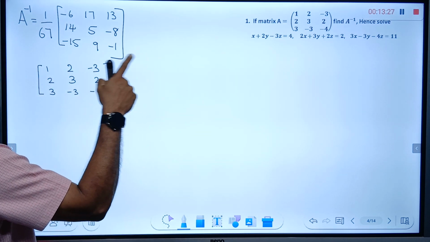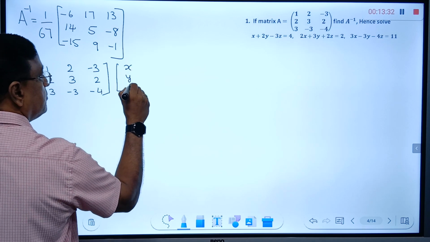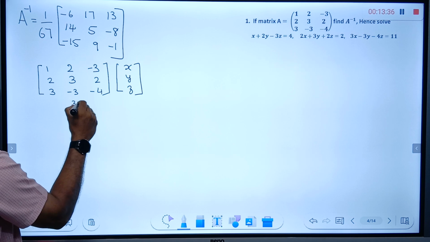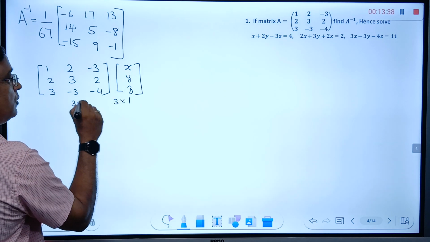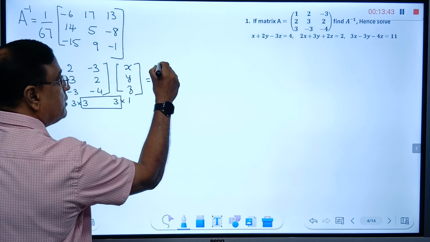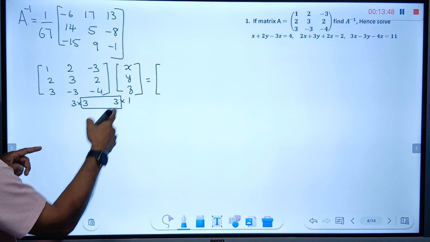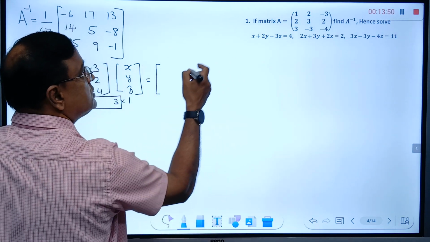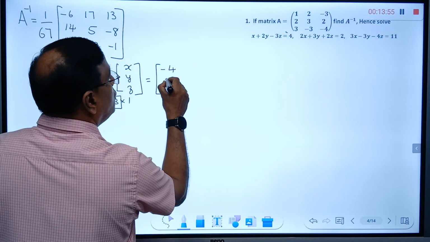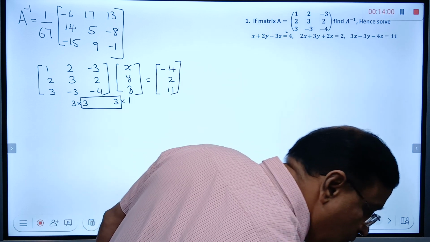Now how do I bring in the components x, y, z? I will write them as a column matrix. So you can see clearly, this is 3 by 3, this is 3 by 1, multiplication is possible, and the output should also be a resultant matrix. So what will be the output matrix? It will be of order 3 by 1. The output matrix will be the constants. Actually, it should be minus 4. So it is minus 4, 2, and 11.